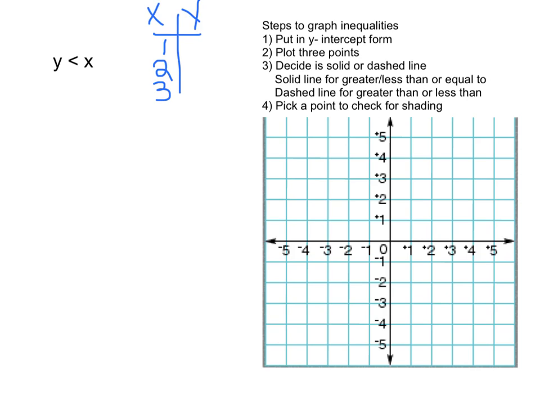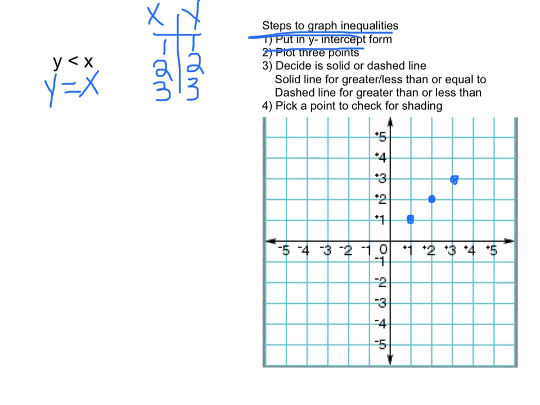When I go to do this, I want to think of this as y equals x. We're going to kind of forget it has an inequality for now. So if x is 1, y is 1. If x is 2, y is 2, and so on. So those are my 3 points. Next, so I've done y-intercept form. I've plotted the 3 points.